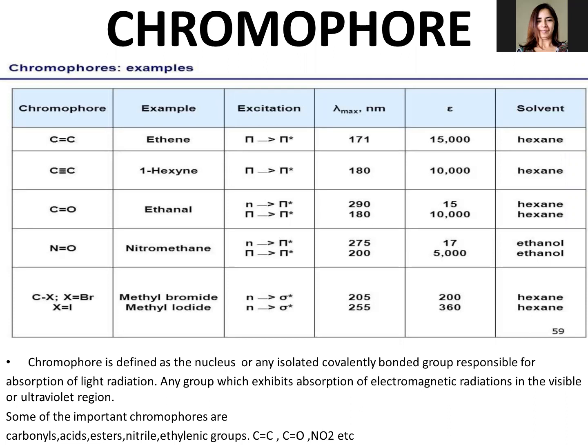Then there are chromophores. A chromophore is defined as the nucleus or any isolated covalently bonded group responsible for absorption of light radiations. Any group which exhibits absorption of electromagnetic radiations in the visible or ultraviolet region and intensifies is known as a chromophore. Some of the important chromophores are given in the table. C double bond C, C double bond O, NO2, etc.